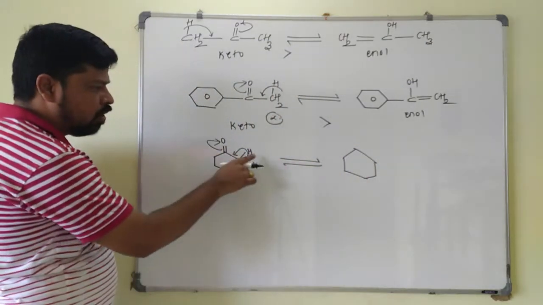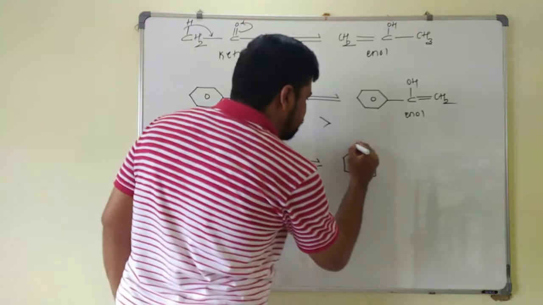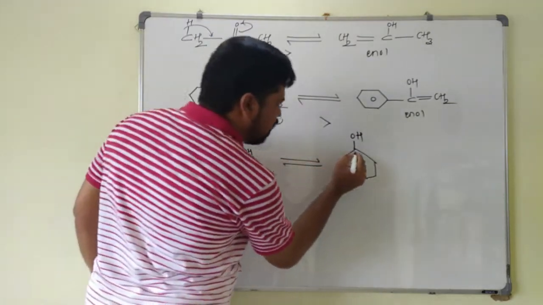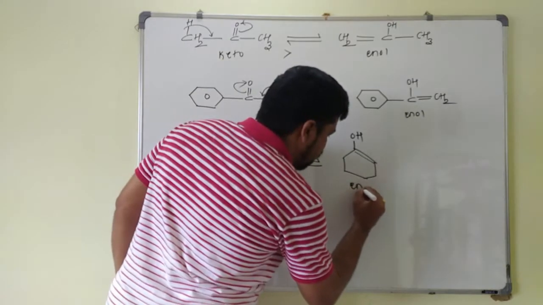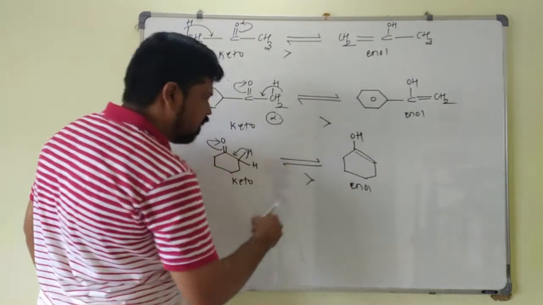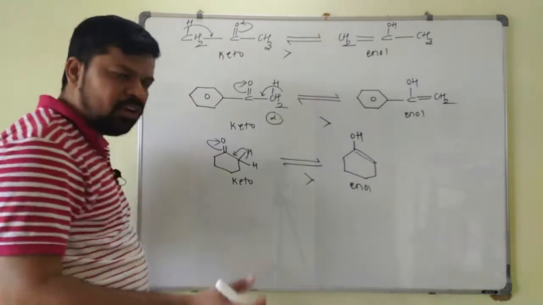This becomes a single bond, H plus is coming outside, O minus will be written as OH here, and now this will be written as a double bond. Now see here, this will be the enol form, and this will be the keto form. Again, keto is more stable than enol.